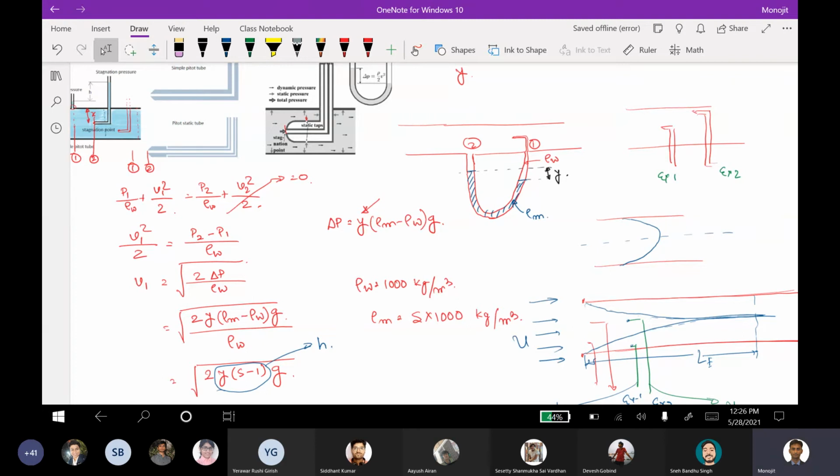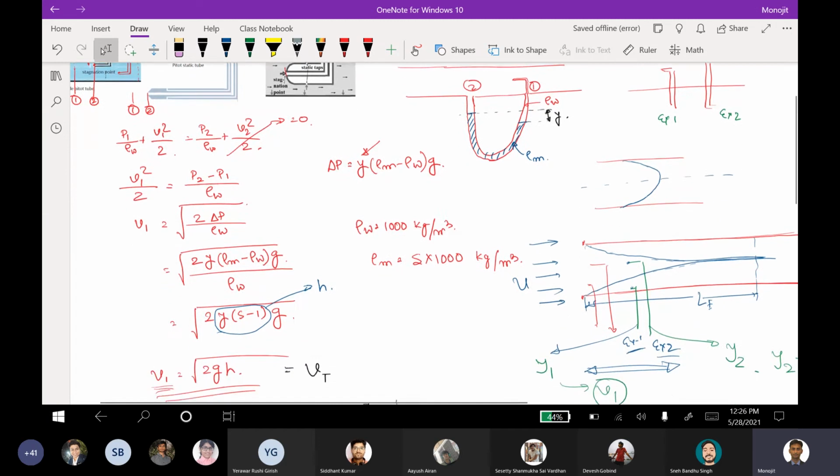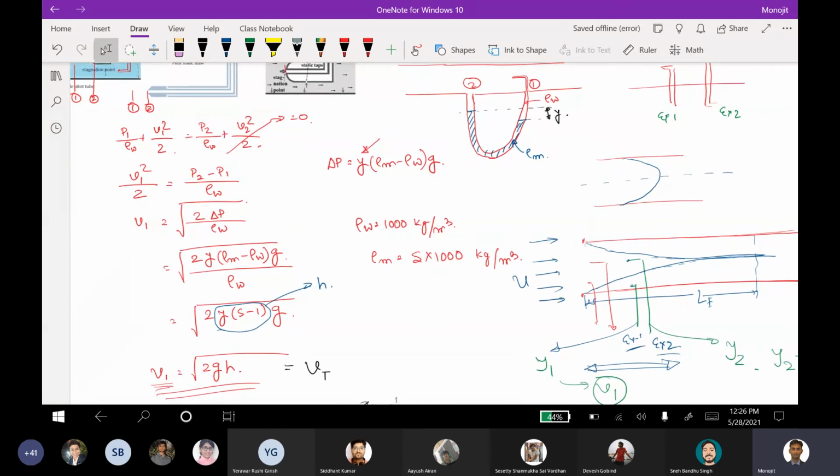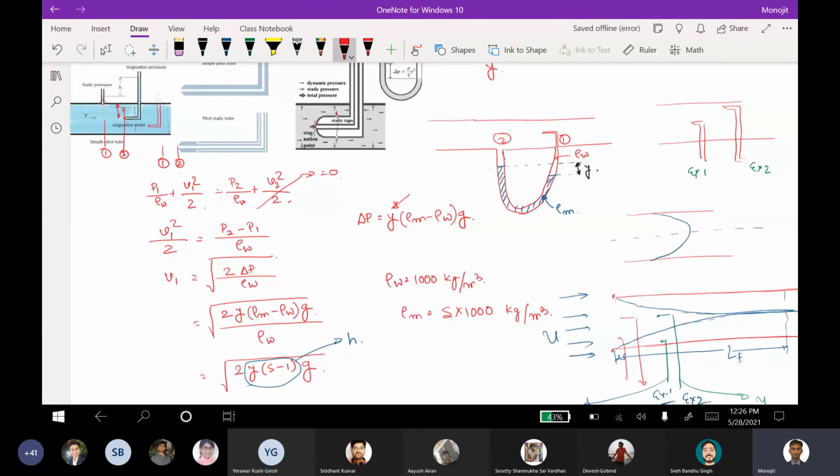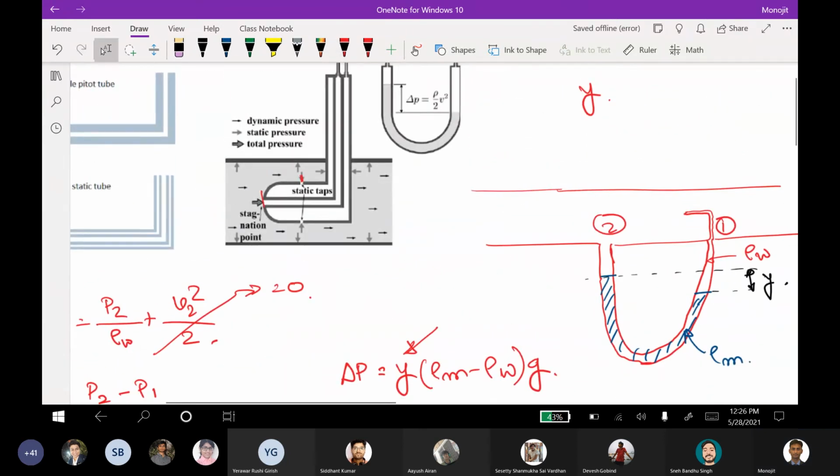So these are possible errors. Obviously you can write all these things. The other error may be that with time the pitot tube may get clogged, and that might lead to a wrong reading in the manometer. Another thing is, if you look very carefully from this point to this point, there might be frictional loss, which we are not accounting for. So all these small things can lead to an error.